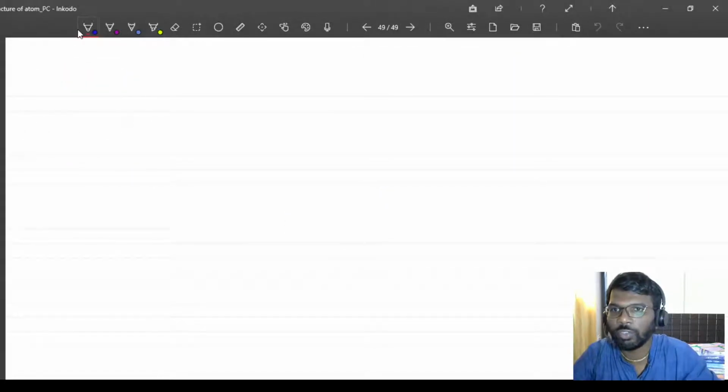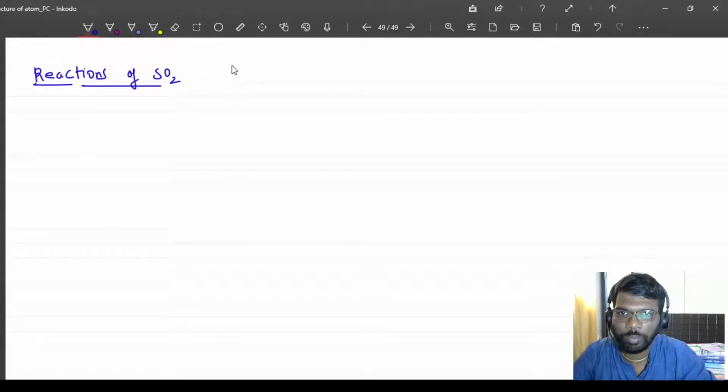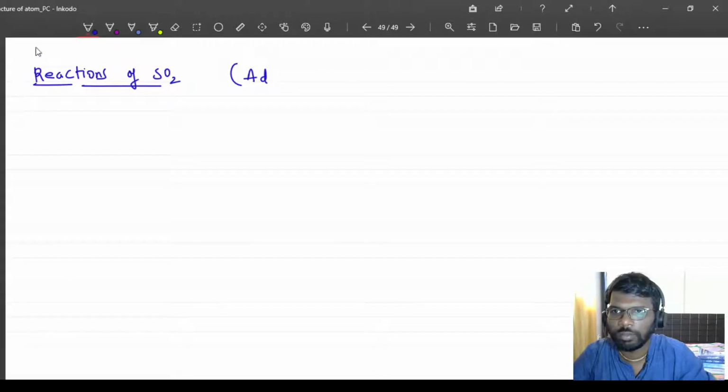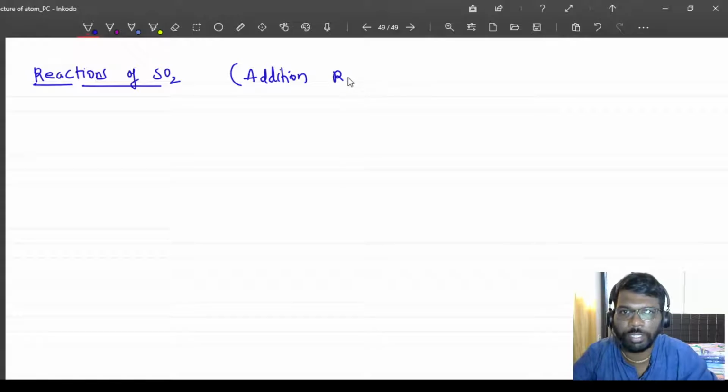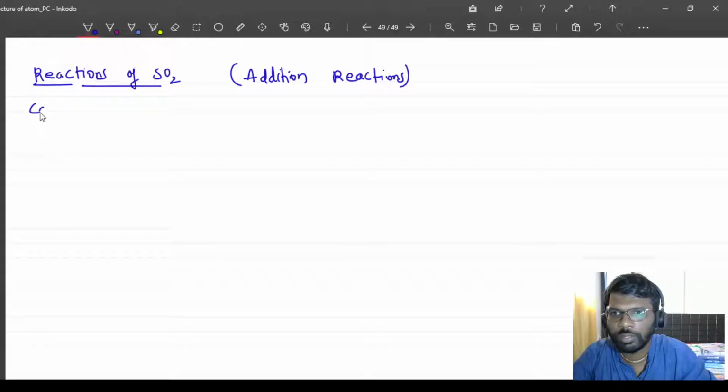Next is reactions of sulfur dioxide. So I will write some addition reactions. Okay, category one: addition reactions. Two, three addition reactions I will do.